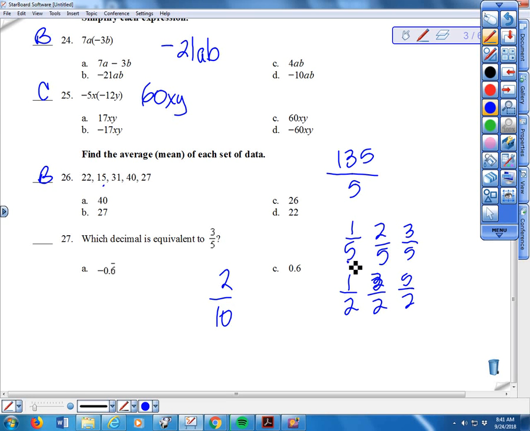Times by 2. So if I multiply top and bottom here by 2, I haven't changed the value of it because it's the same as multiplying by 1. The top becomes 6. The bottom becomes 10. How do I read that? 6/10, which is 0.6. Okay? So if you have any number in the denominator that can go into 10, make the denominator 10, multiply the numerator by whatever you needed to make the denominator 10, and you have your decimal really easily that way.